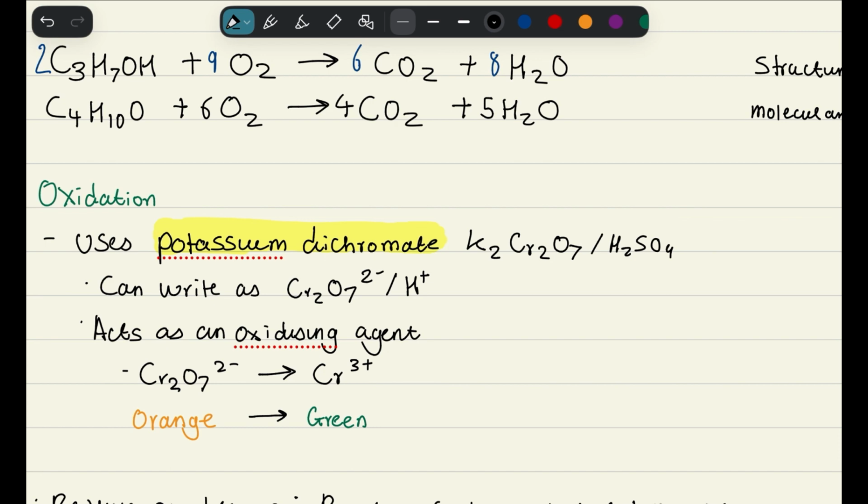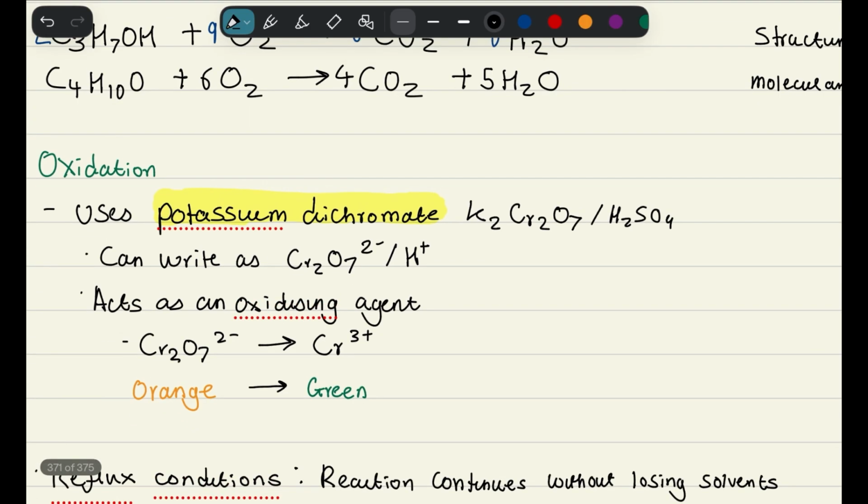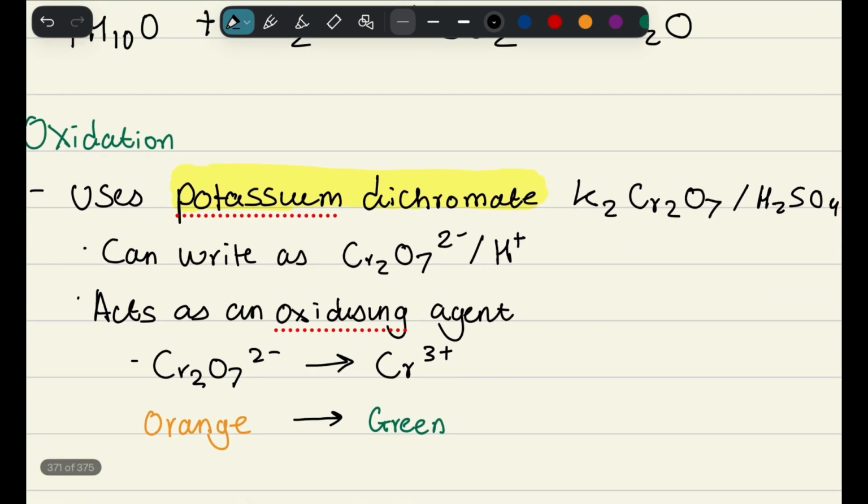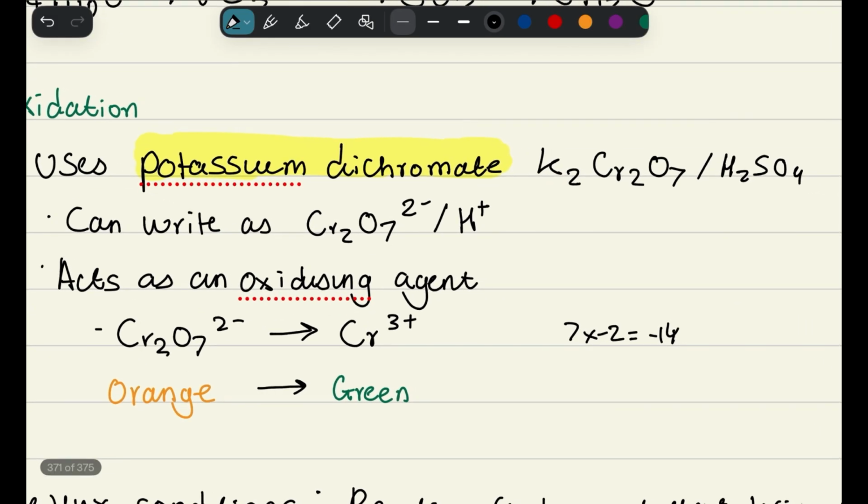What you'll see is that the dichromate ion is orange, but when it gets reduced, because it's an oxidizing agent, it becomes green. And why we know it's being reduced is that we can use oxidation numbers. For example, oxygen should be -2, so that's 7 times -2, which is -14. The ion has a 2- charge, so the rest of it has to be +12. There are 2 chromiums, so it's +6 each. So here the oxidation state is +6, and here you can tell it's +3. So that's why we can see that it's being reduced.